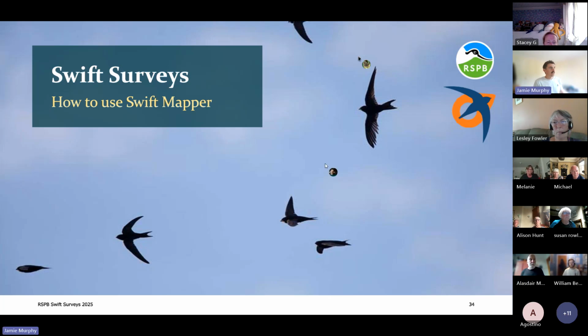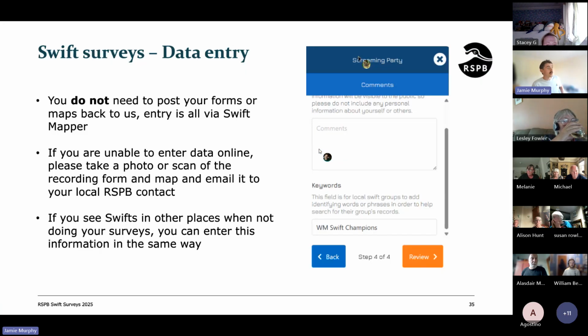Thanks, Alistair. So yeah, don't worry too much about remembering all of that information that you need to collect, because it will be asking you prompts when you're in Swift Mapper to put those answers in. Before I go into a demo, we give people forms when we do survey projects, because some people prefer to write it down on a piece of paper and then come home and put it in Swift Mapper. But actually, all of the data entry happens online, so you don't need to return the forms in the post or anything like that.